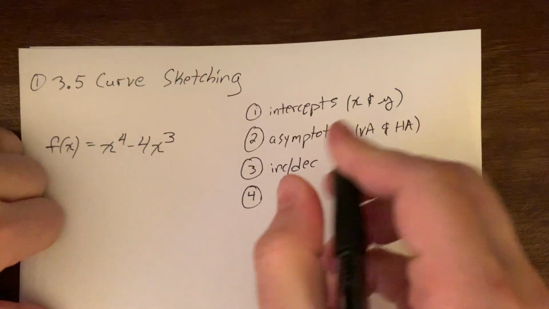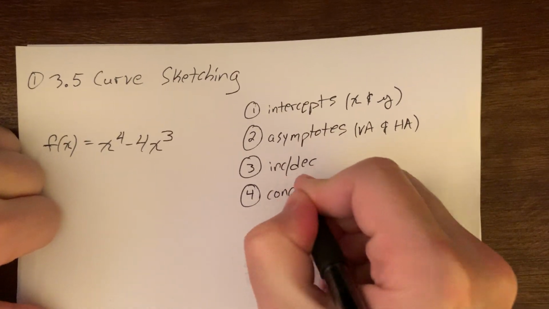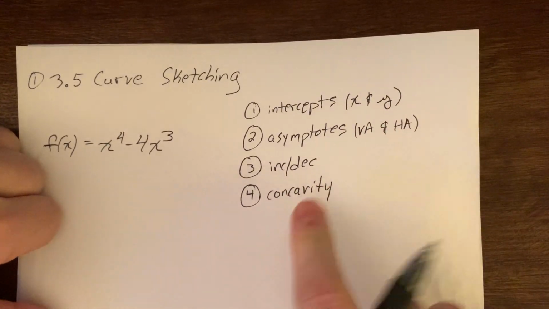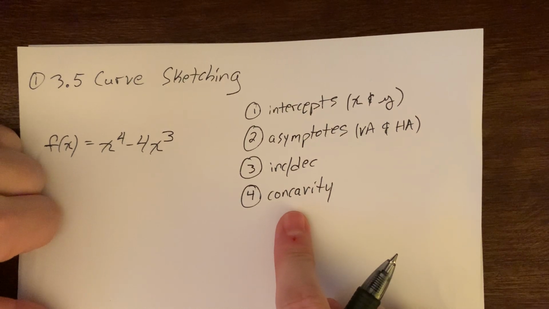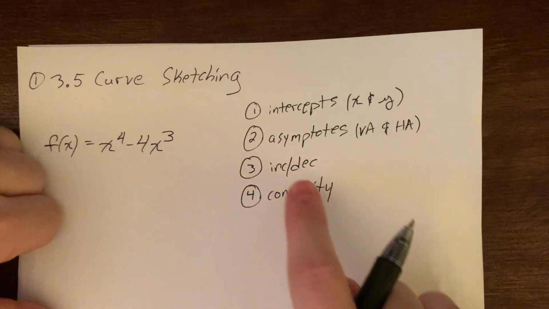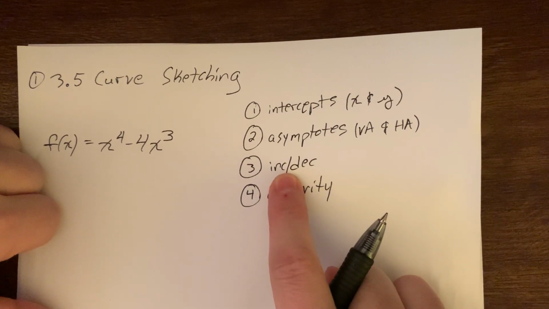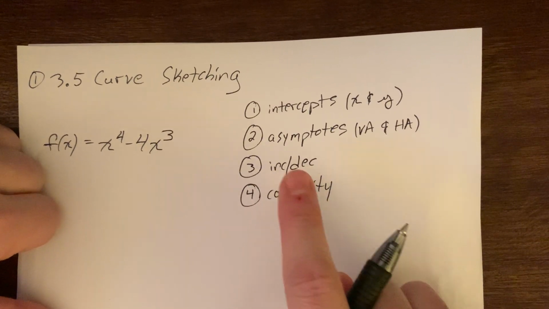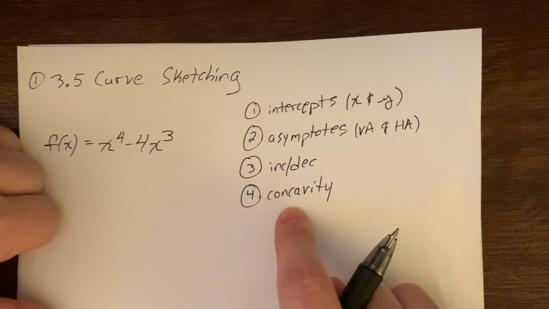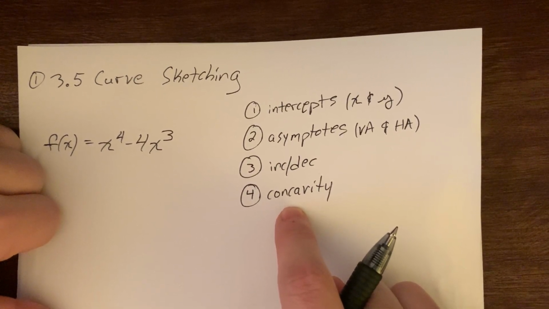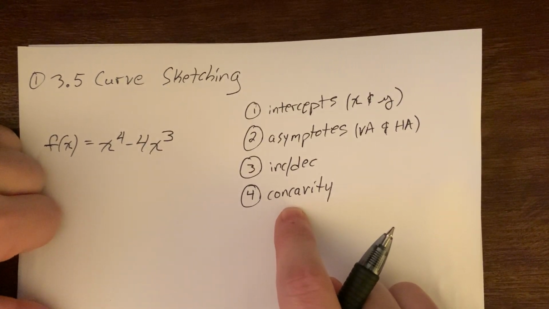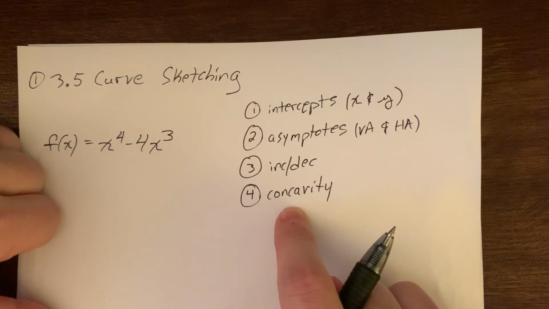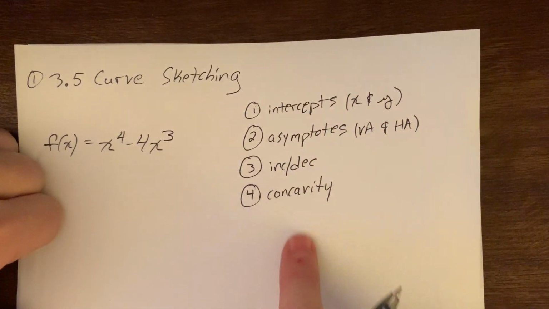And similarly, step 4, we'll finish with a discussion of the function's concavity. Once we know the increasing, decreasing, we'll use the first derivative for that, and we'll get the local max mins. We'll use the second derivative to discuss the function's concavity, find where it's concave up, concave down, and while we're doing that, we'll also get the points of inflection. So that's quite a lengthy list here.